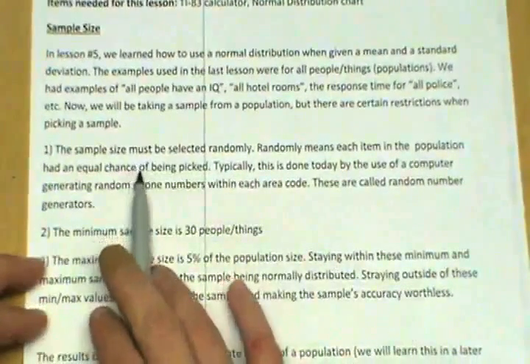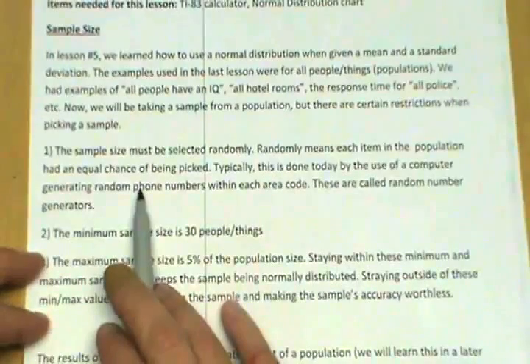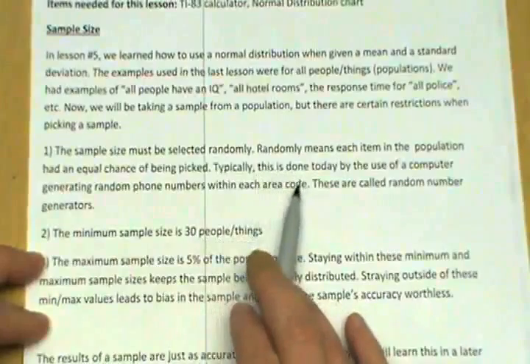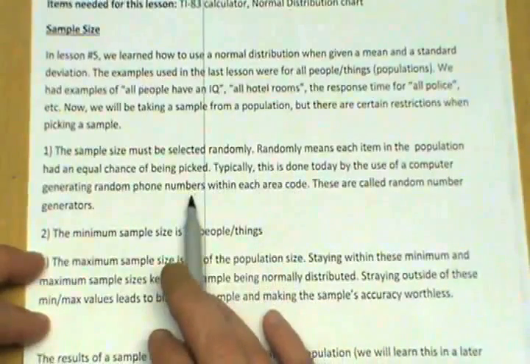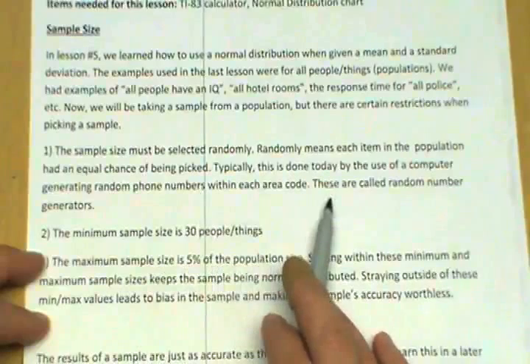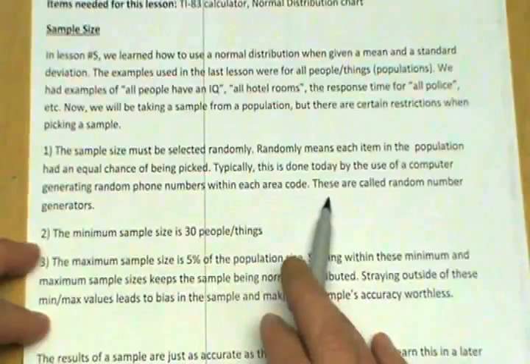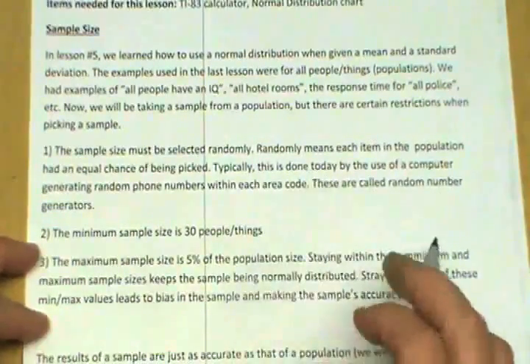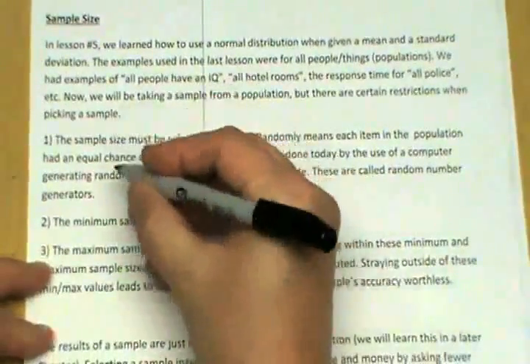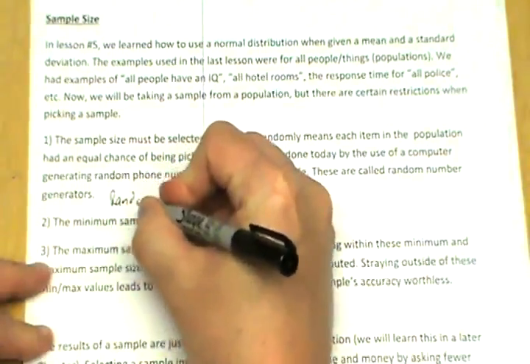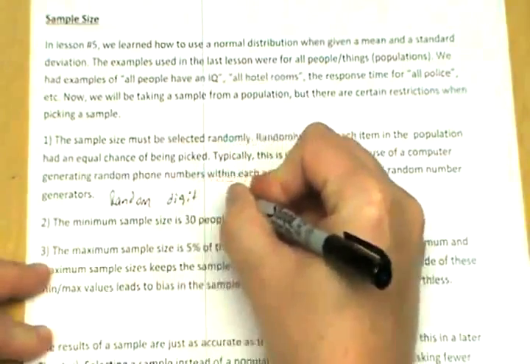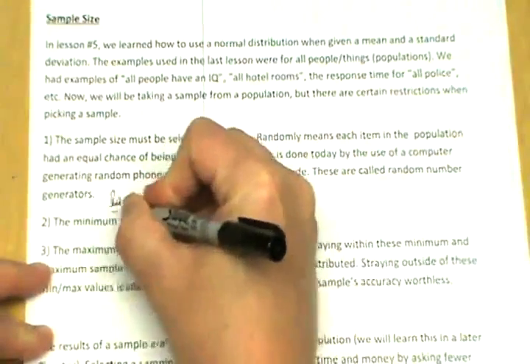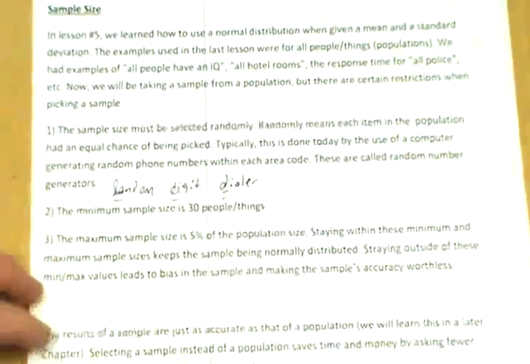First restriction, number 1, the sample must be selected randomly. We talked about that earlier. Randomly means each item in the population had an equal chance of being picked. Typically this is done by the use of a computer generating random phone numbers within each area code. These are called random number generators or random digit dialers. Another way of saying that is random digit dialer, or RDD, as they say in real life, RDD.